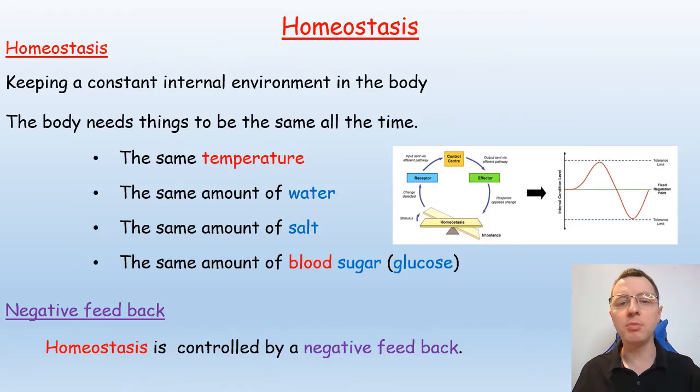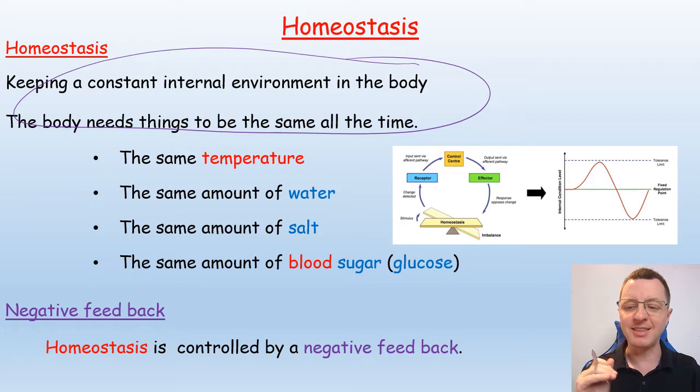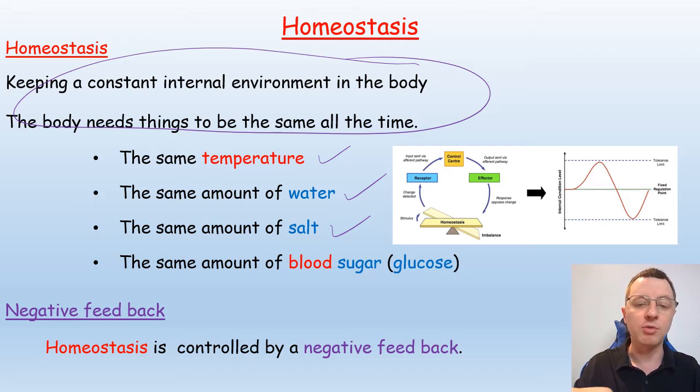The control of blood glucose is an example of homeostasis. Homeostasis means keeping a constant internal environment in the body. And that means that the body needs to keep certain things exactly the same or as close to the same as possible. For example, your body will control and try and maintain the same temperature, the same amount of water and the same amount of salt in the blood. And the body will also try and maintain and control the same amount of blood glucose or blood sugar levels.